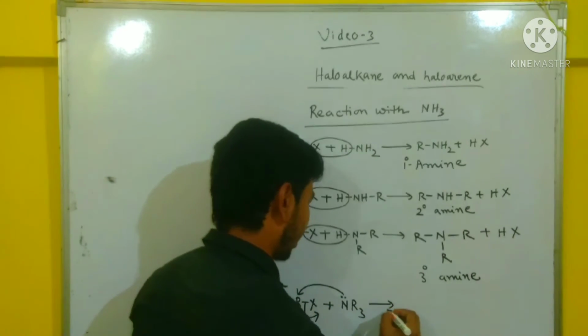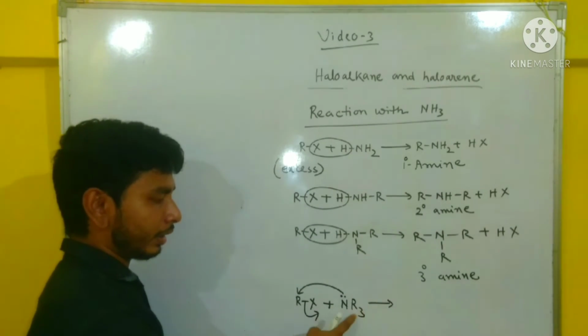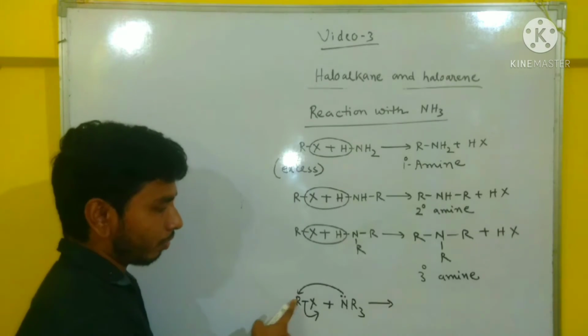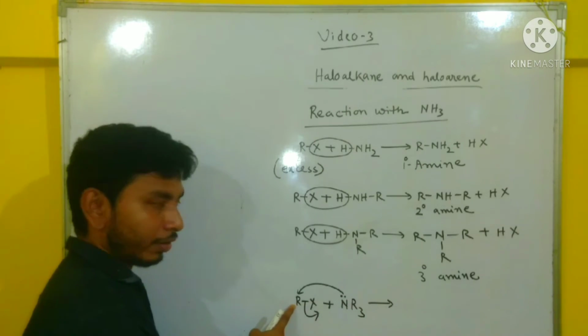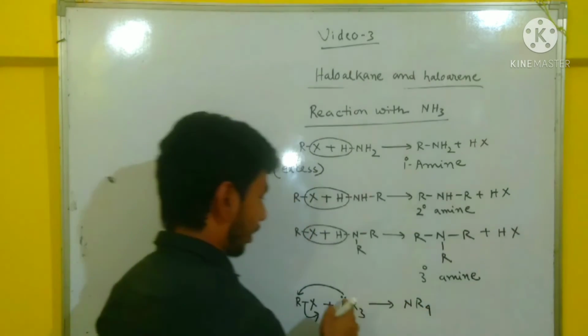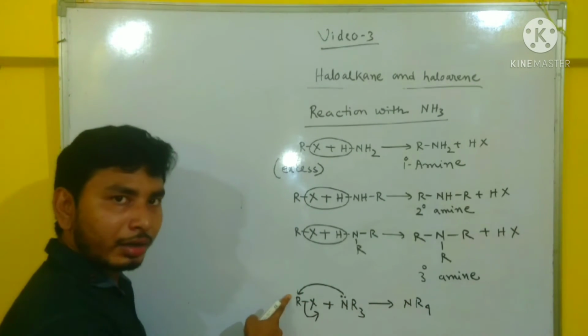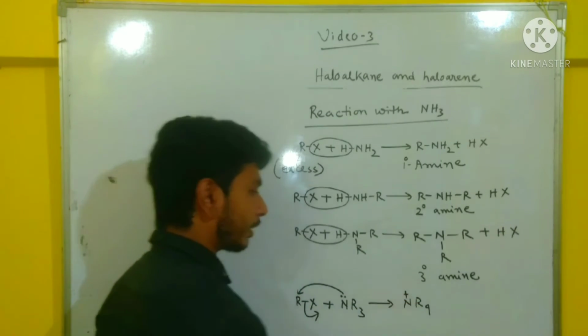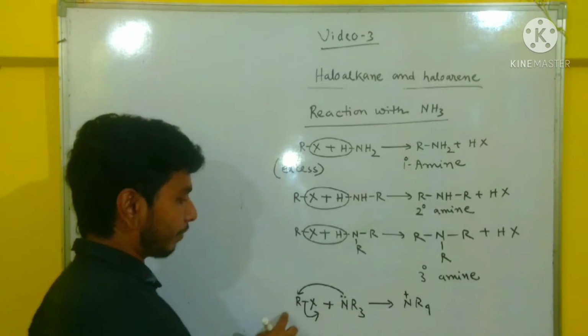So now nitrogen already has 3 alkyl groups. Again it gets bonded with 1 alkyl group. So nitrogen is now bonded with 4 alkyl groups, so NR4. Now nitrogen has donated the electron. If a species donates an electron, it becomes positively charged. So nitrogen becomes positively charged.